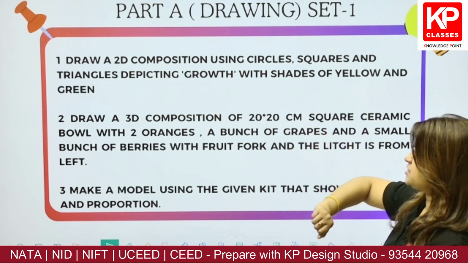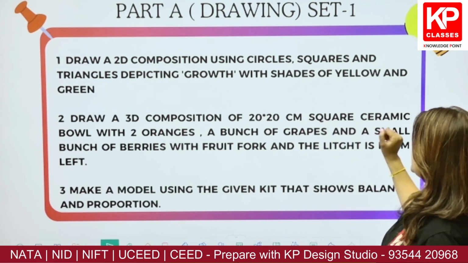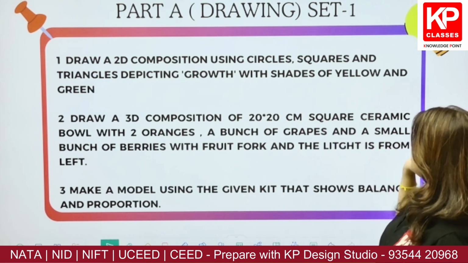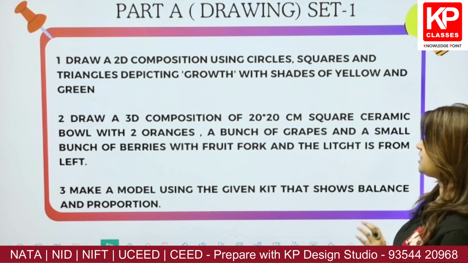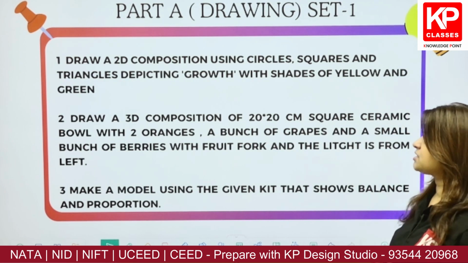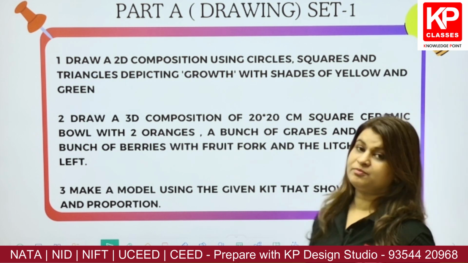The second question is, draw a 3D composition of 20 centimeter by 20 centimeter square ceramic bowl with 2 oranges, 1 bunch of grapes and a small bunch of berries with fruit fork, and the light is from the left.